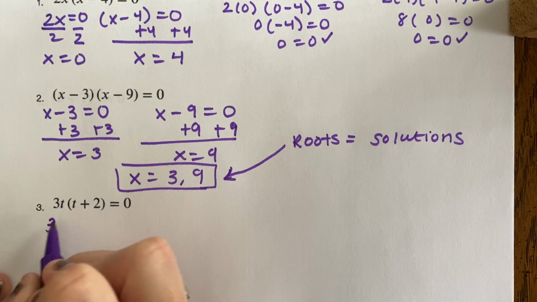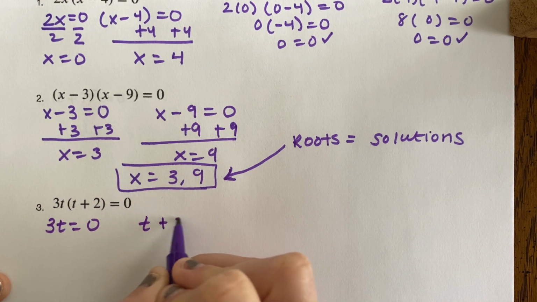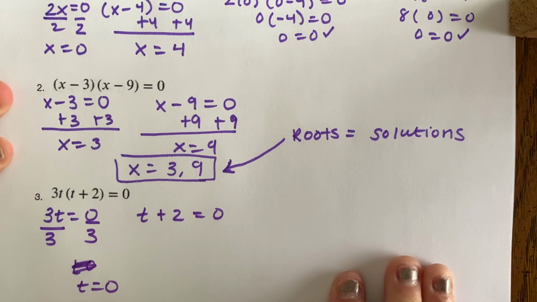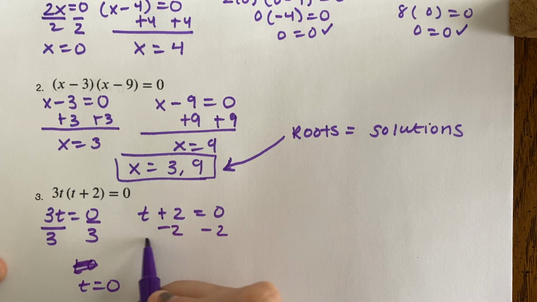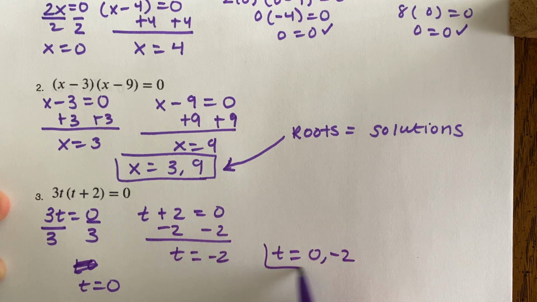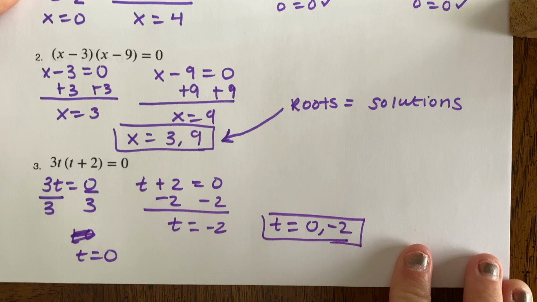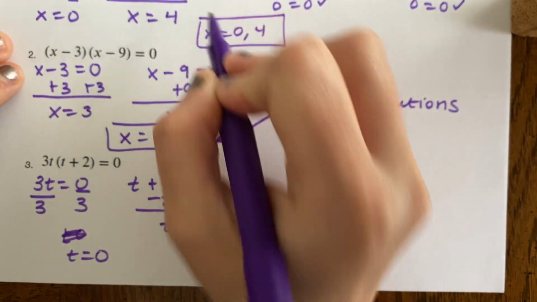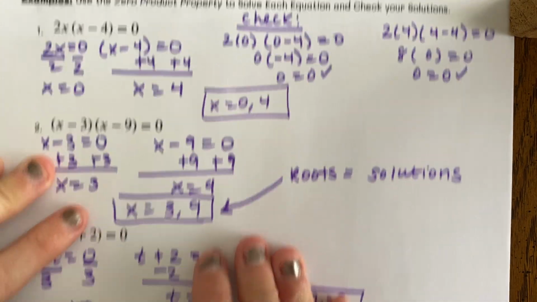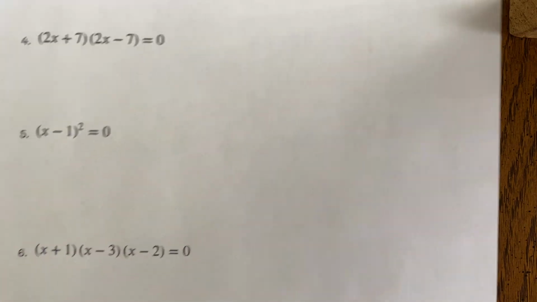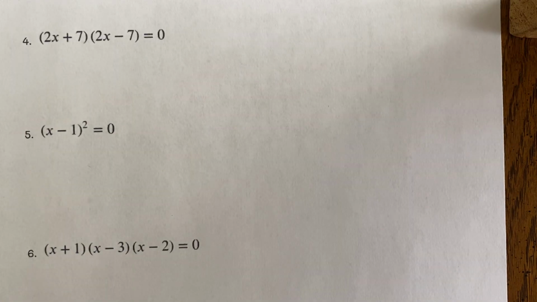So we have 3t equal to 0 and t plus 2 equal to 0. So divide by 3. So t is equal to 0. And then subtract 2. T equals negative 2. So I got t equals 0 and negative 2. That's my solutions here. Let's write this one up here again to be consistent.